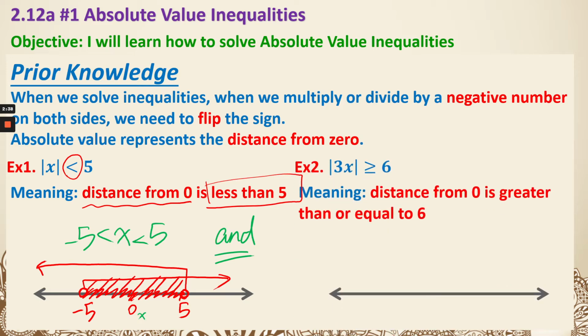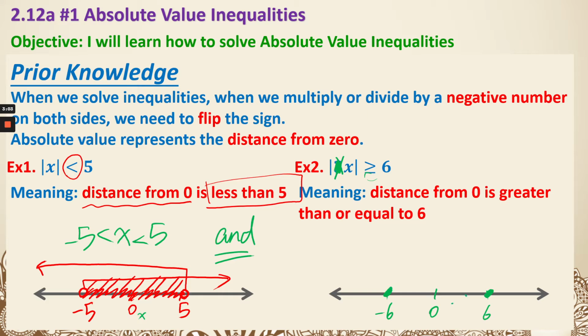Now let's look at example 2. We do want to make a little change. Let's actually get rid of that 3. So we're just having an x inside. So the meaning for that is we're looking for a number that the distance from 0 is greater than or equal to 6. So let's draw where 0 is, and let's draw where 6 and negative 6 are. Since this time we do have the equal sign, that means I do have a solid dot right there.